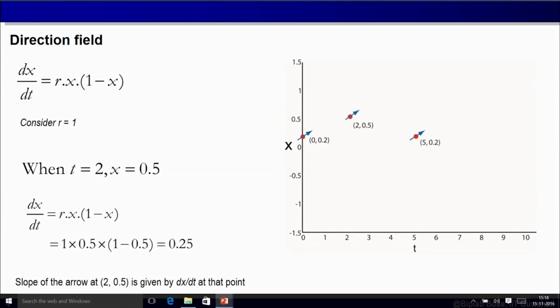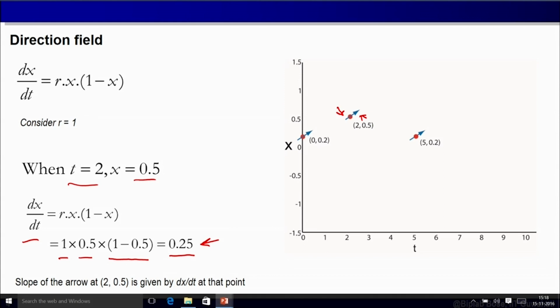Let us take another point somewhere else, for example at 2.5, that I have shown here, and calculate dx/dt there. It will be 1 into 0.5 into 1 minus 0.5. If you multiply, it will be 0.25. Let us put an arrow there. Obviously, the arrowhead will be pointing up because I have a plus sign in the dx/dt. So the slope of that line will be 0.25 as I have calculated. It is equivalent to almost 14 or 15 degree. So I have drawn an arrow here pointing up, having a slope 0.25.